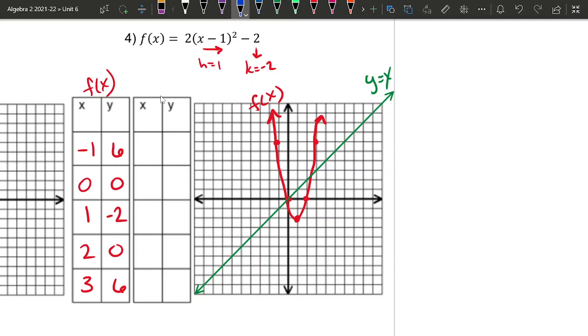And then I get the table of points of my inverse graph the same way. All the y values become x values, 6, 0, negative 2, 0, 6. And then the x values become y values, negative 1, 0, 1, 2, and 3. So there's the table of values for the inverse. So 6, negative 1.